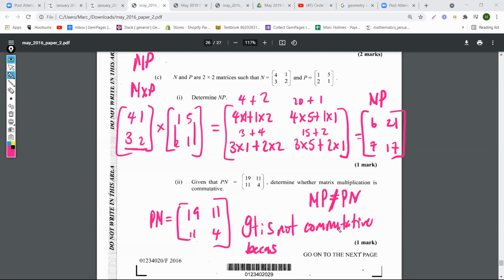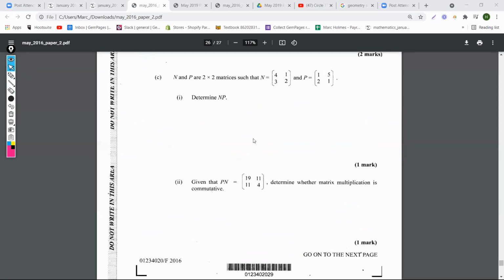It is not commutative because NP is not equal to PN. And the reason why it's not commutative is because PN is not equal to what we found. If they were commutative, then it would be the same. So it's definitely not equal. It's not commutative. So let's move on.